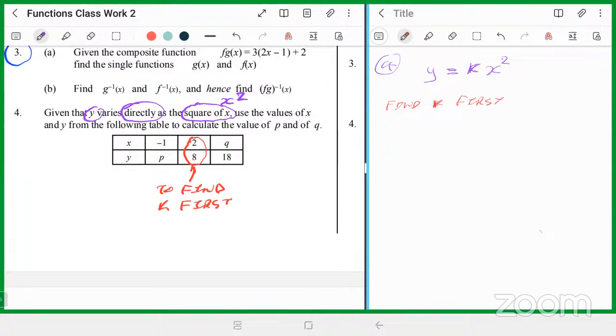And to find the k value, what you do is plug the known values in the table that I have here into this formula to find the k. So we're going to use the values x equals 2 and y equals 8 in that formula. All right, so we're going to say, therefore, the y value is 8 right there. So put in 8 there, equals this k, which we're trying to find, times the 2, the x value, squared. Now this 2 squared is actually 4.